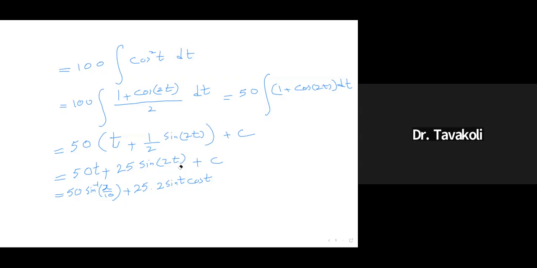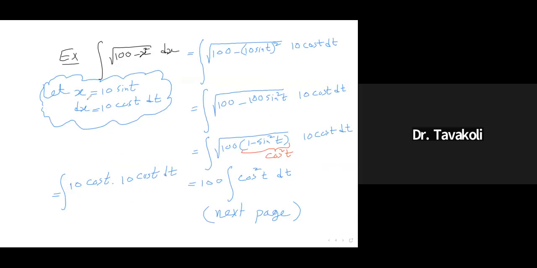Okay, so let's see what we have so far. The first term was 50 times sine inverse of x over 10. 25 times 2 is 50 sine t cosine t. Sine t in terms of x is easy. Why is it easy? Because x is 10 sine t. So sine t is x over 10.